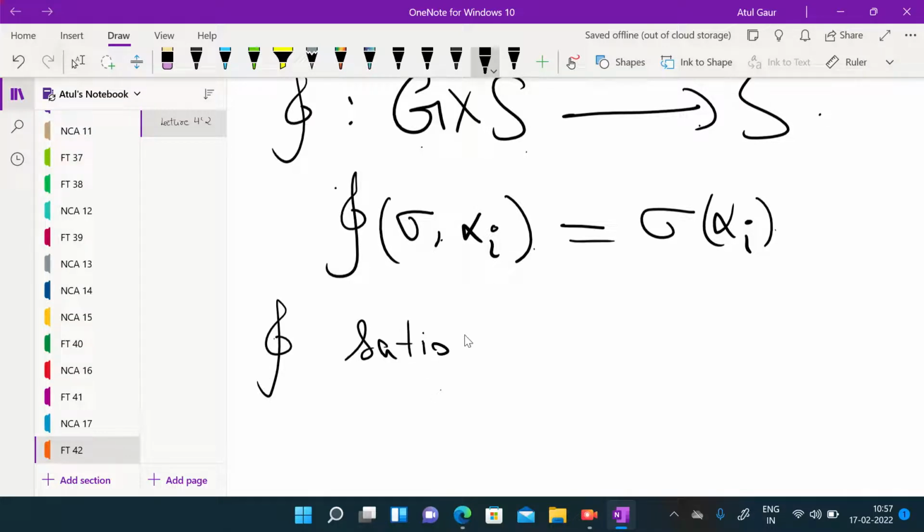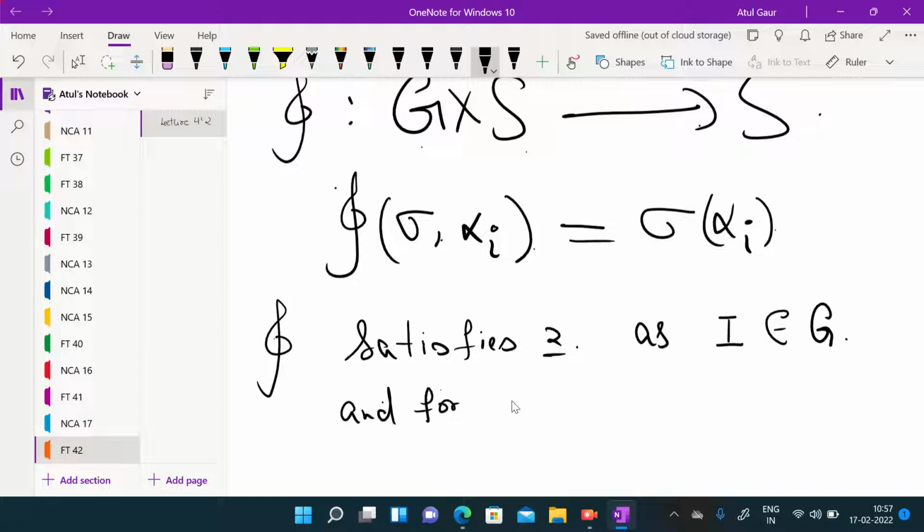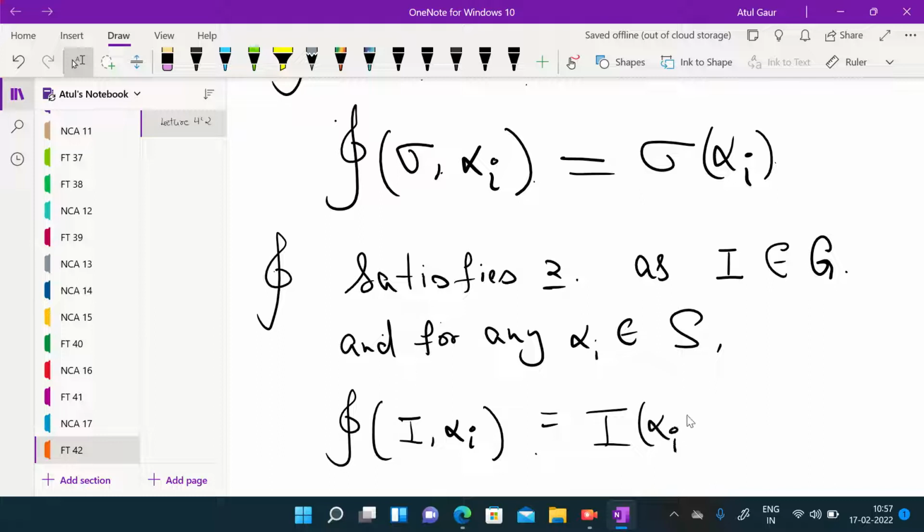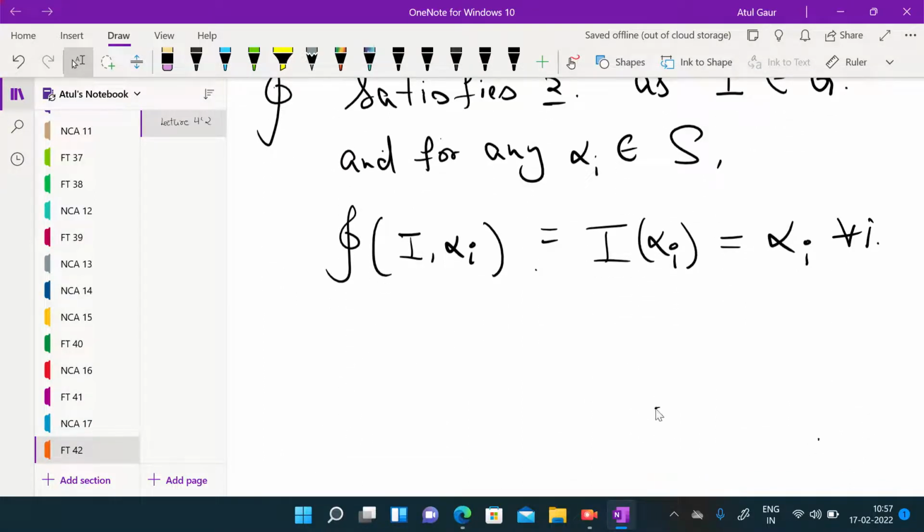Phi satisfies two. What is the identity map? The identity automorphism. So phi of (identity, alpha_i) is basically identity of alpha_i, and it has to be alpha_i, because it is the identity map, for all i. So it satisfies 2. What about 1?